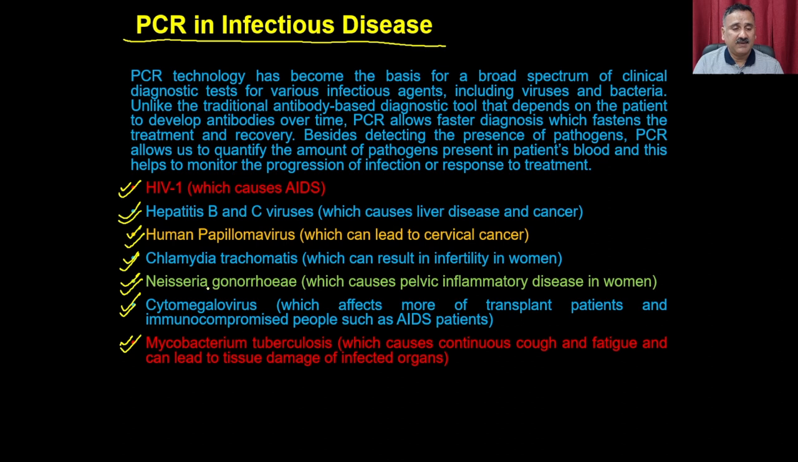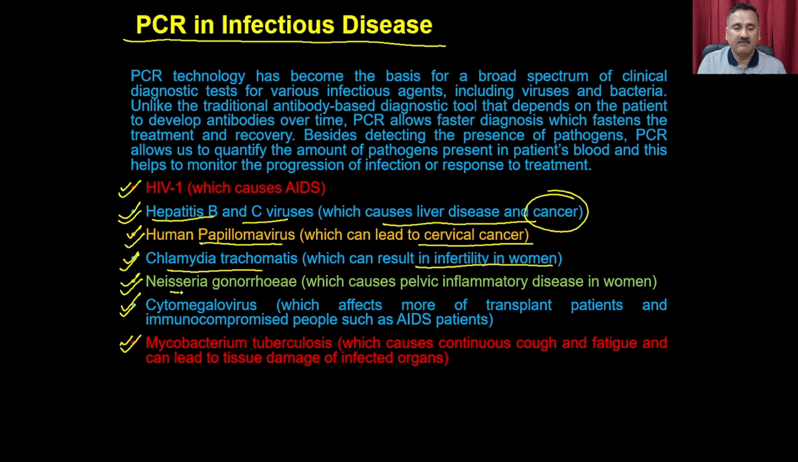The majority of these viruses or bacterial species are known to cause different types of disease. For example, hepatitis B and C cause liver cirrhosis and cancer. Similarly, human papilloma virus can lead to cervical cancer. Then we have Chlamydia, which can result in infertility in women. Then we have Neisseria, which causes pelvic inflammatory disease. Then we have Mycobacterium tuberculosis, which causes tuberculosis.